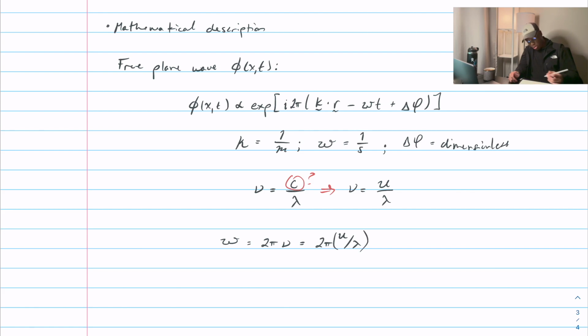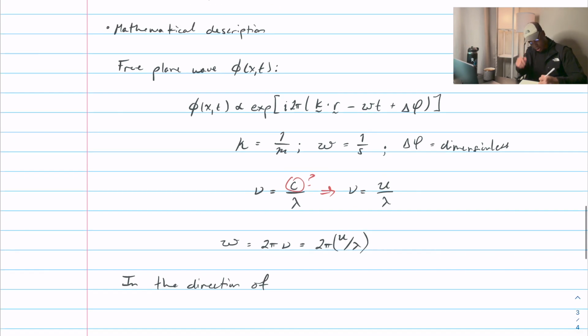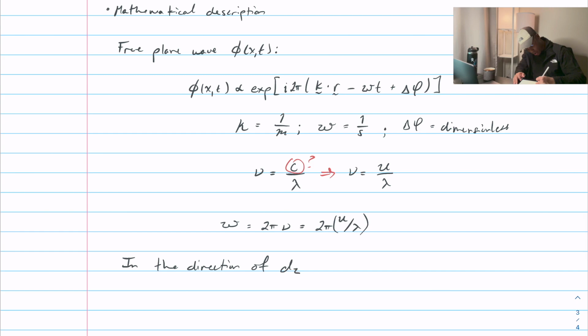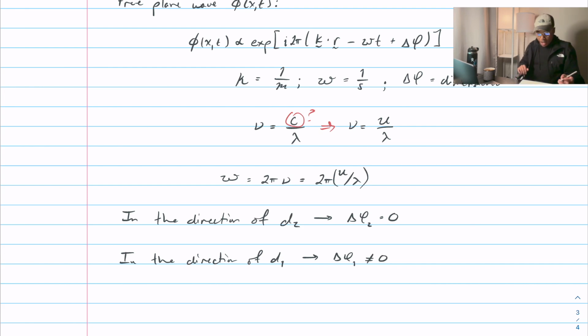So now, basically, let's say in the direction of, I believe it's D2, in the direction of D2, delta phi is 0. We'll say delta phi 2 is equal to 0. But then in the direction of D1, delta phi is not equal to 0. And so what does that mean?